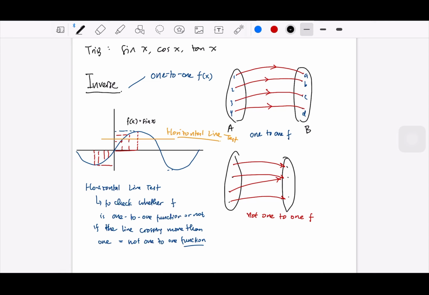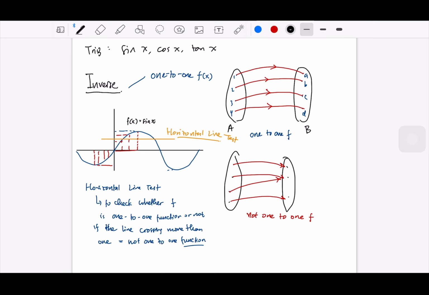Okay, it's recorded. Okay, so inverse. Before we learn about inverse in detail, the first thing to know is that a function has to be one-to-one so that it has an inverse. So one-to-one functions and then inverse. So what is a one-to-one function?